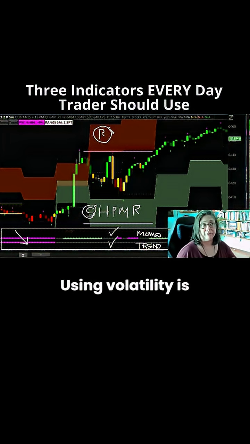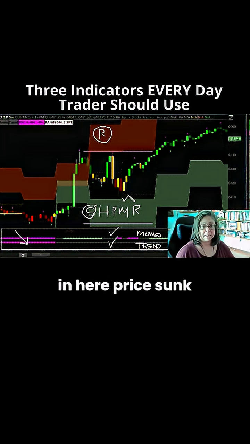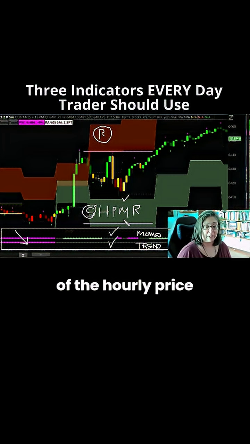Using volatility is a great edge because it's going to identify support and resistance most traders don't see. And you can see right in here, price sunk down to the support, the green zone of the hourly price movement range, which brings us to the third indicator that every day trader must use.